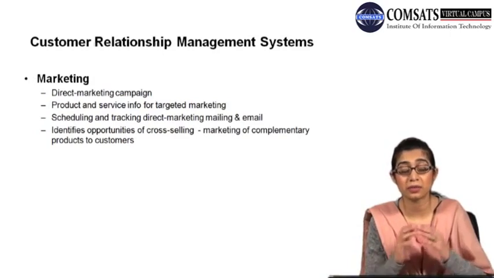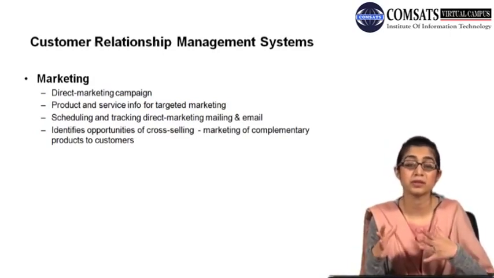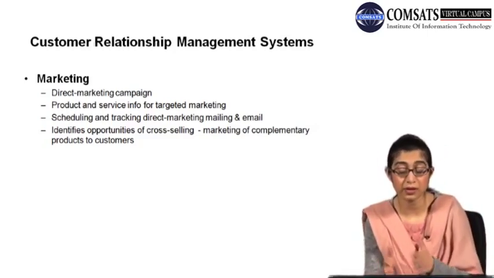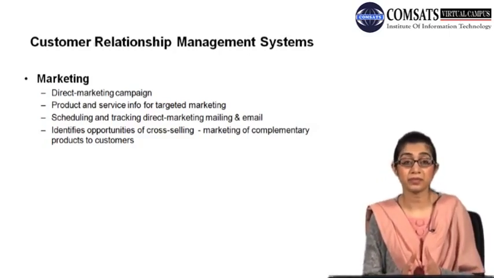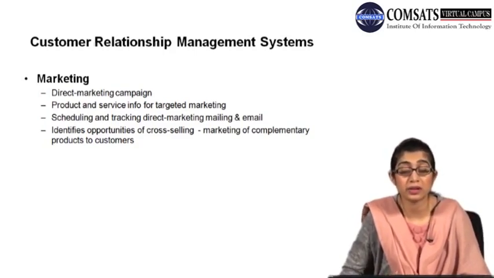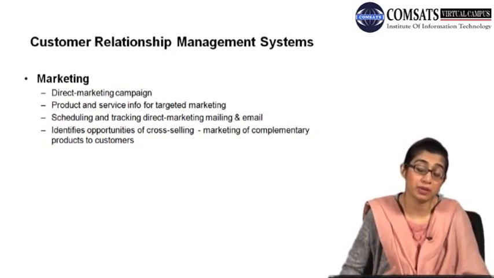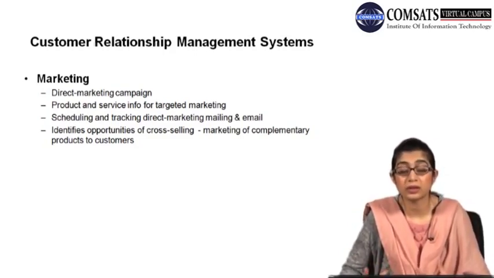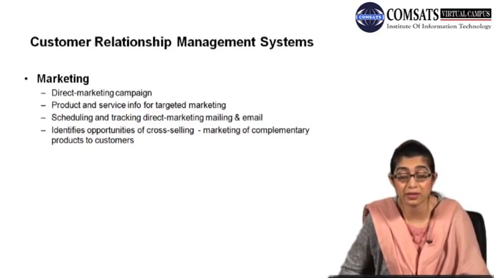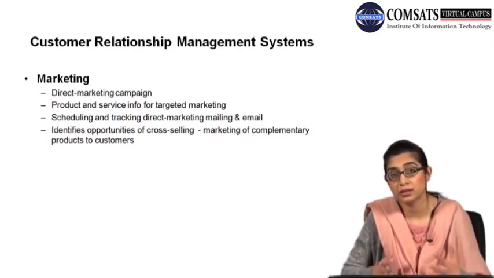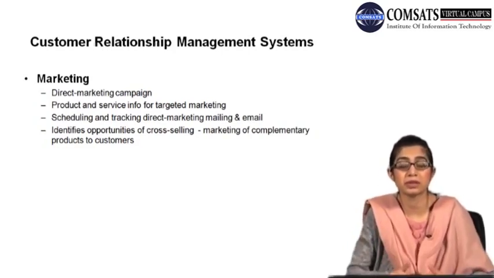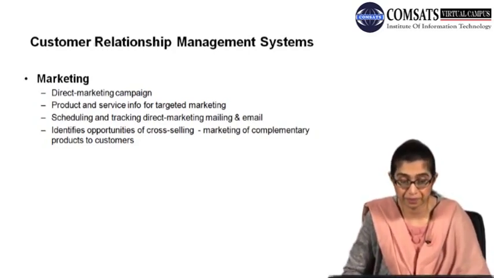Right ji, the next point is the dimension that is marketing. Like I said, customer relations management jo hai, that is all about touching the customers on the three dimensions, that is marketing, the customer service as well as the sales. So the marketing functionality includes the functions of direct marketing campaigns. They retain the information about the product and the service information as well for targeted marketing. Jisko direct marketing bhi bolte hain. Also, they allow scheduling and tracking of the direct marketing mailing and email. Direct marketing ke liye jo bhi agar email system use kiya hai ya snail mail system use kiya, jo bhi system use kiya, that they are used to track that as well.